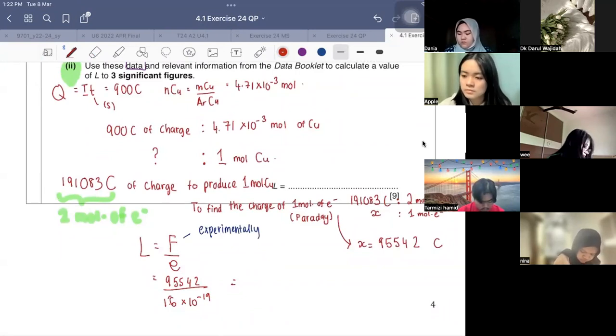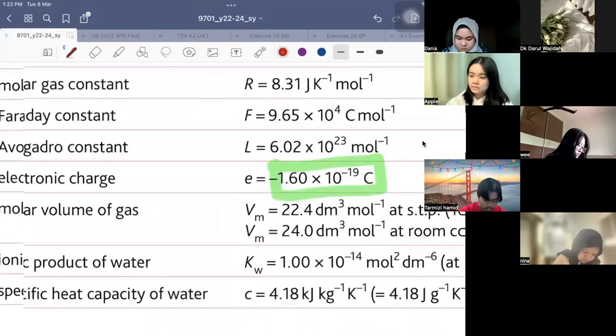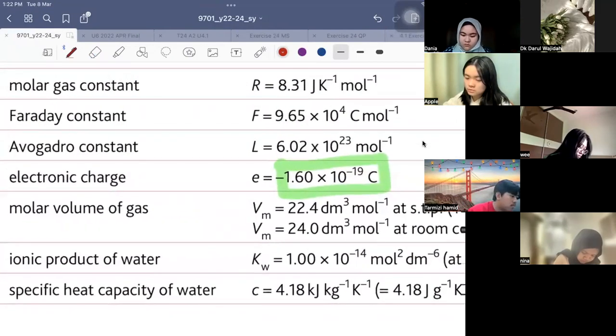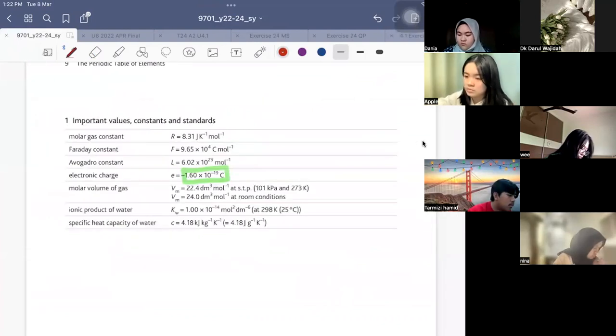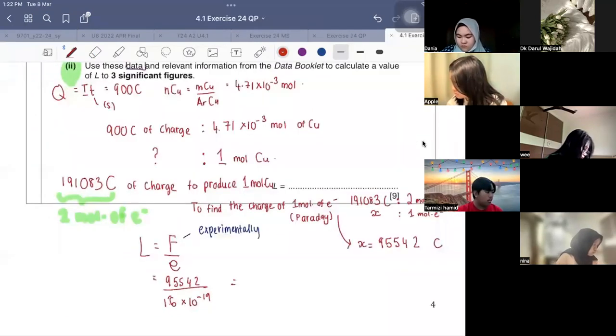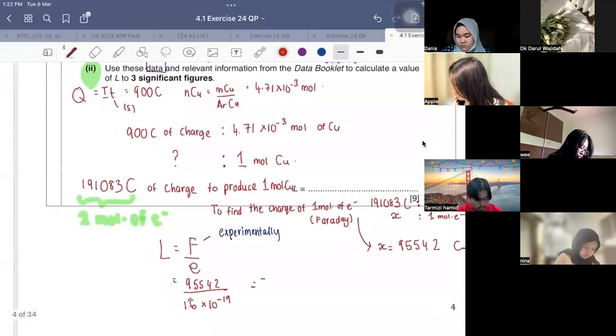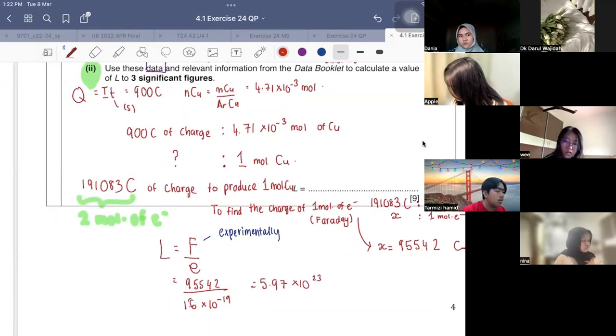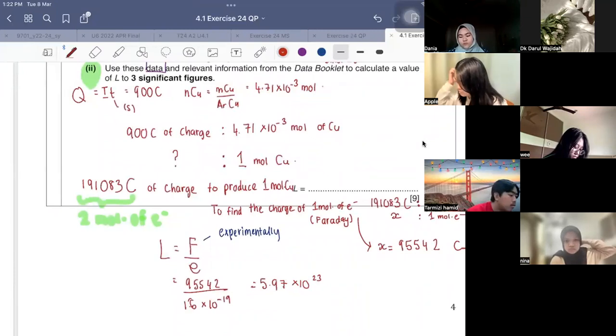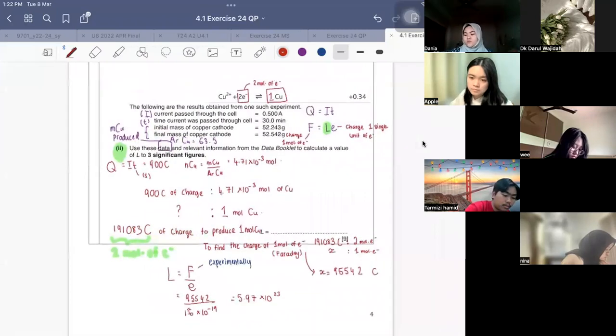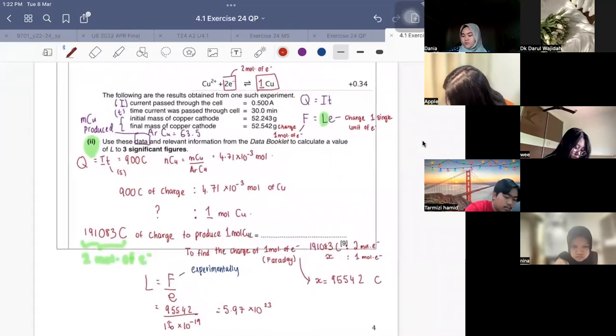If you're wondering what this number is, the E is the charge of a single electron, which is 1.6 times 10 to the power of minus 19. And that can be found on the first page of your data booklet. So I got 5.97 times 10 to the power of 23, which is close to 6 times 10 to the power of 23, which is your Avogadro's number. Okay. I will leave the screen here.